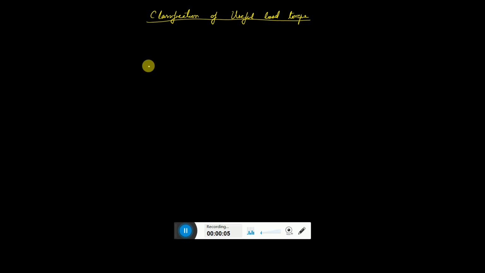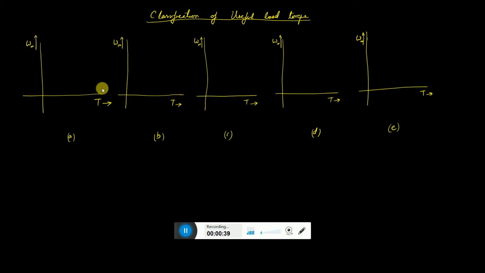Here we will focus on some of the useful load torques, and we will take in general 5 different types of load torque. One is here, let us say in the x-axis we have torque, and in the y-axis we have omega m. So let me draw 5 different axes first. So here I have mentioned the 5 different curves, A, B, C, D, E.